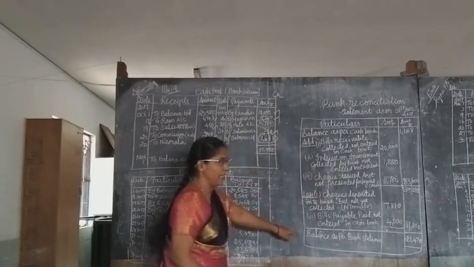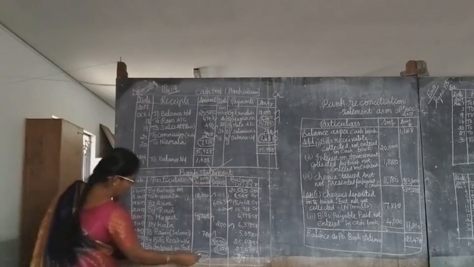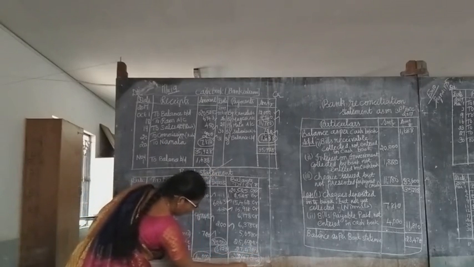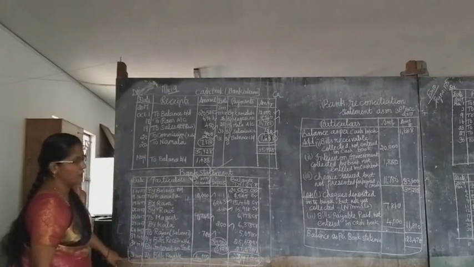So balance as per bank statement. See here, balance as per bank statement on 30th, 31st October. What is the balance?